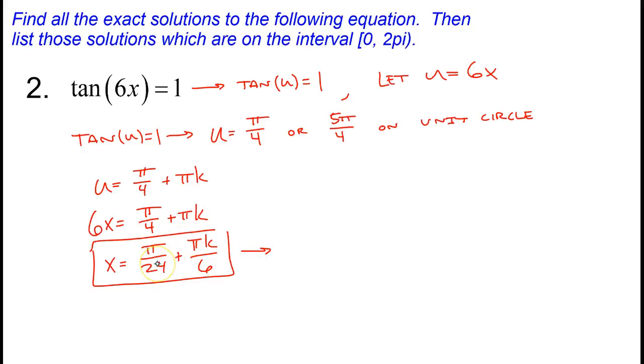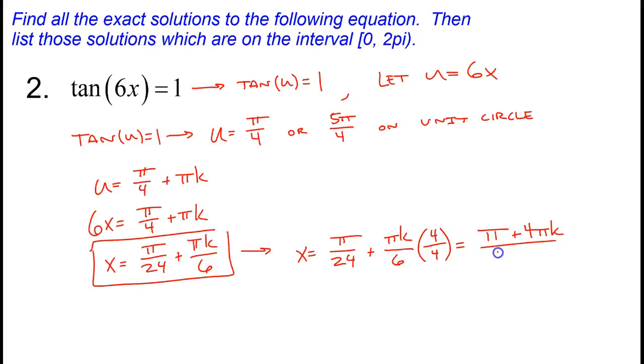I can add those two fractions together. So that's going to give me the following answer. x equals pi over 24 plus pi k over 6. Now if I want both of these to have a denominator of 24, I can multiply this by 4 over 4. So now I'm going to have pi plus 4 pi k all over 24. And those two boxed solutions are equivalent.